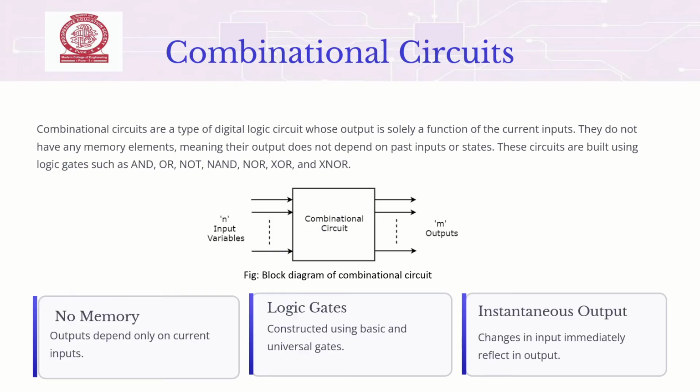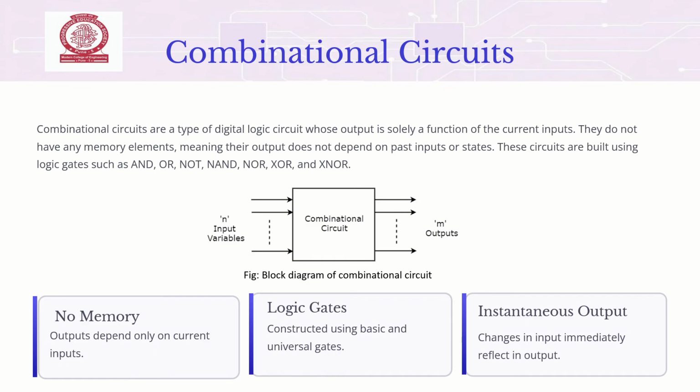It is a circuit in which different types of logic gates are combined, known as a combinational logic circuit. These are digital logic circuits whose output is solely a function of the current input. That is, the output depends only on the current input. They do not have a memory element, meaning their output does not depend on past inputs or any state. These circuits are built using logic gates such as AND, OR, NOT, NAND, NOR, XOR and XNOR. That is, we can use any logic gate to implement any combinational circuit.